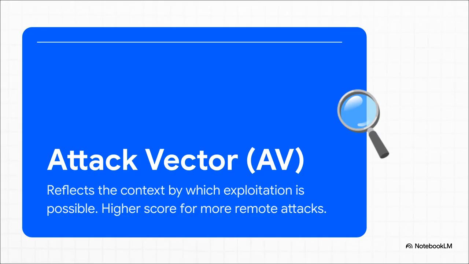Let's break one of those down. Attack vector. This is all about proximity. Does an attacker need to physically touch the machine? Or do they just need to be on the same Wi-Fi network? Or can they do it from halfway across the world over the internet? It's pretty simple. The further away they can be, the higher the risk and the higher the score.